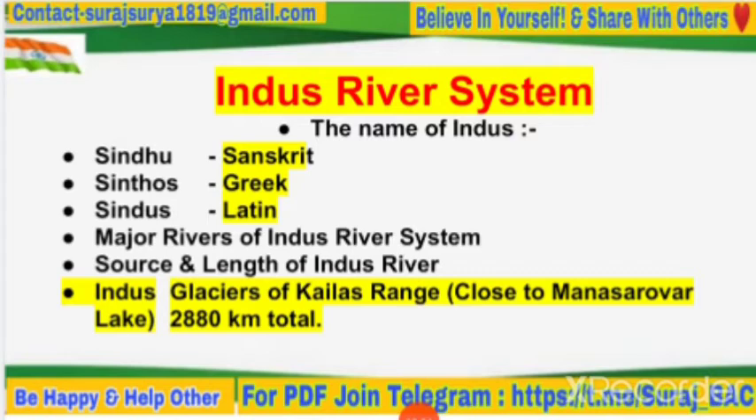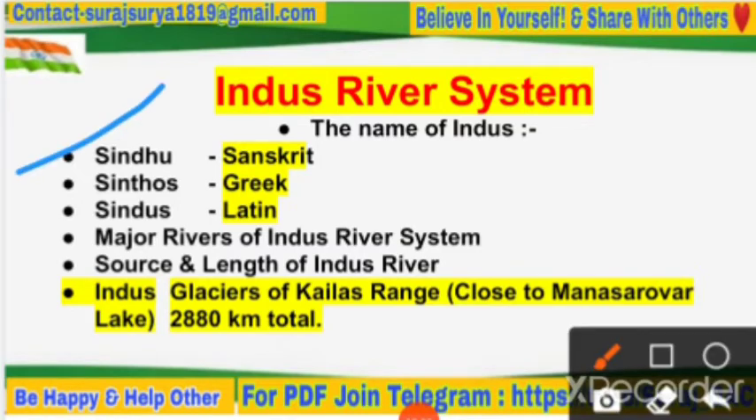If you want to know about the various names of the Indus, according to terrain and place, the Indus is called by different names. The Sanskrit name of the Indus River is Sindhu. The name by which the Greeks call the Indus is Synthos. This is an important point you must keep in your mind. In Sanskrit, we call Indus Sindhu. In Greek, we call it Synthos. In Latin, we call it Sindus.